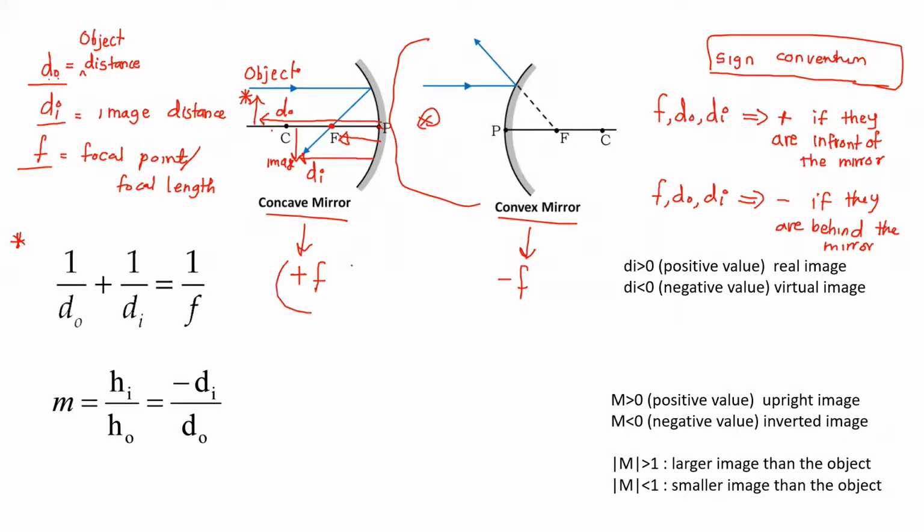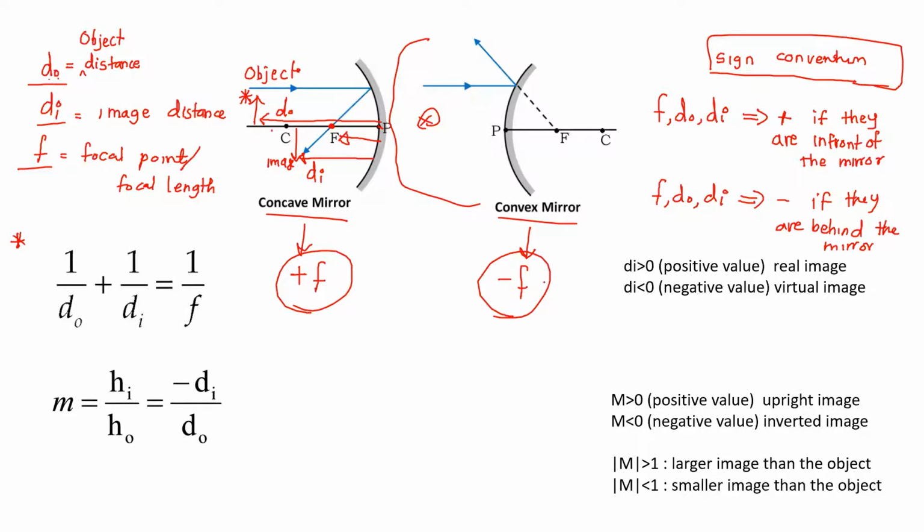So this is very important. So you should know which one is negative and which one is positive. Sometimes they will give you the value of F. They will tell you F is a negative value and then they can ask you what it is, whether it's a concave or a convex.